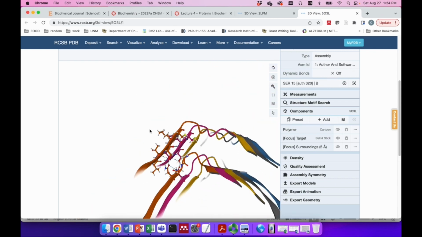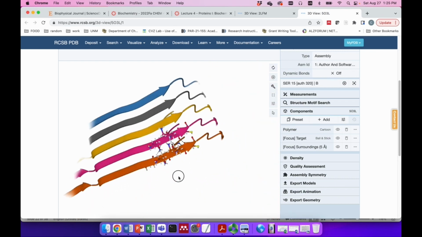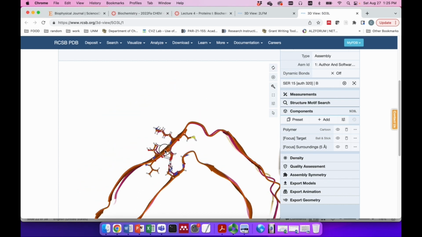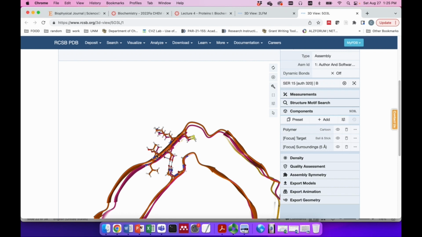So I want you to take away from this that, again, what stabilizes two beta strands interacting with each other are the interactions between the backbone carbonyl and amine on the opposite strands. And then the side chains stick above and below the plane of that beta sheet.